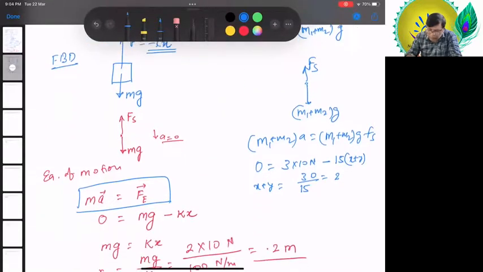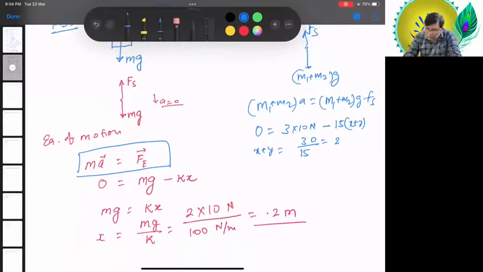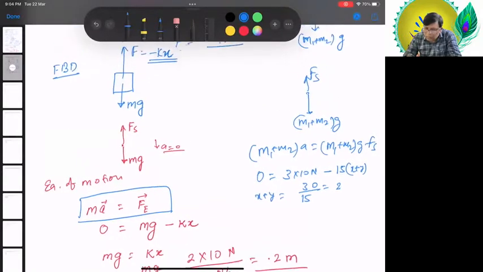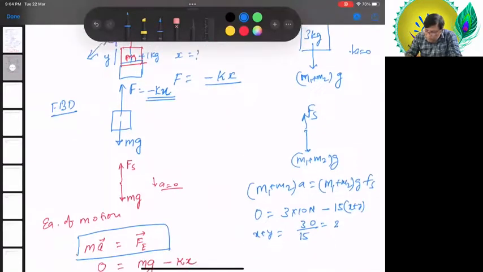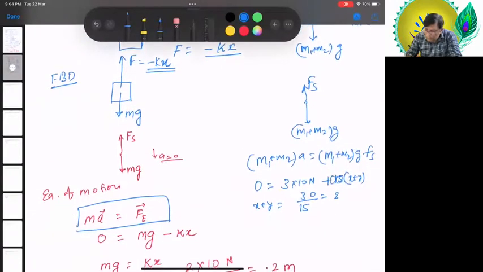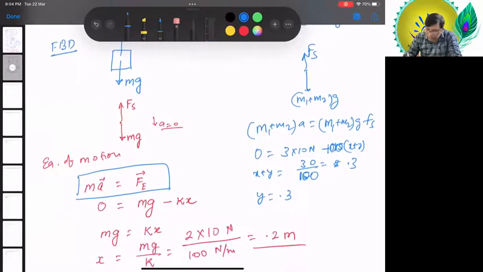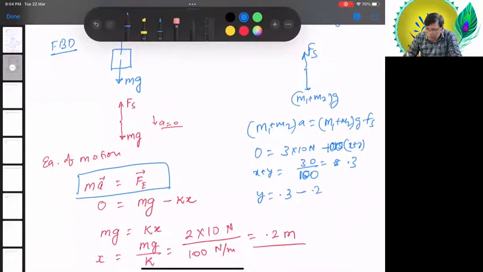Sorry, this is 100 Newton per meter. So x plus y will be 30 upon 100, that is 0.3 meter. So this y will be 0.3 meter minus x, 0.2 meter. That is 0.1 meter.